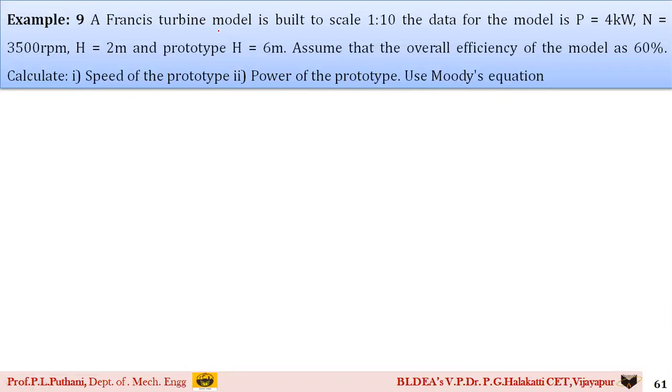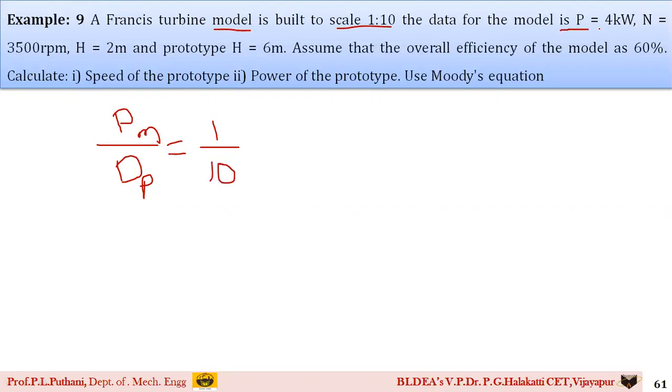He says there is a Francis turbine model, a model which is built on the scale of 1:10. Scale in the sense it is the size, or you can say it is a ratio of diameters, so that is the diameter ratio. We need to be very familiar whether it is model to prototype or prototype to model. Here it is built with respect to a model, so it becomes Dm by Dp, and the ratio he has given is 1/10. This is the particular scale ratio.